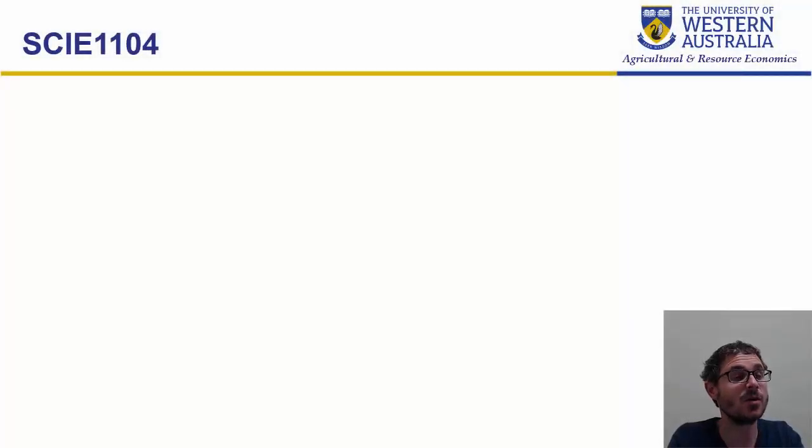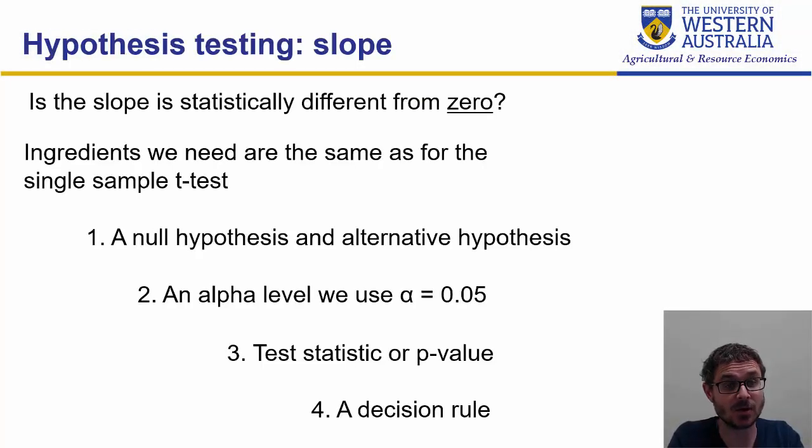Okay, so now we're going to be moving on to testing whether or not the slope is statistically different from zero. So this is the setup that we've got, looking very much like the things that you've seen many times before. So what are the ingredients that we need for our t-test? Well, we need a null and an alternate. They're going to be pretty simple to generate.